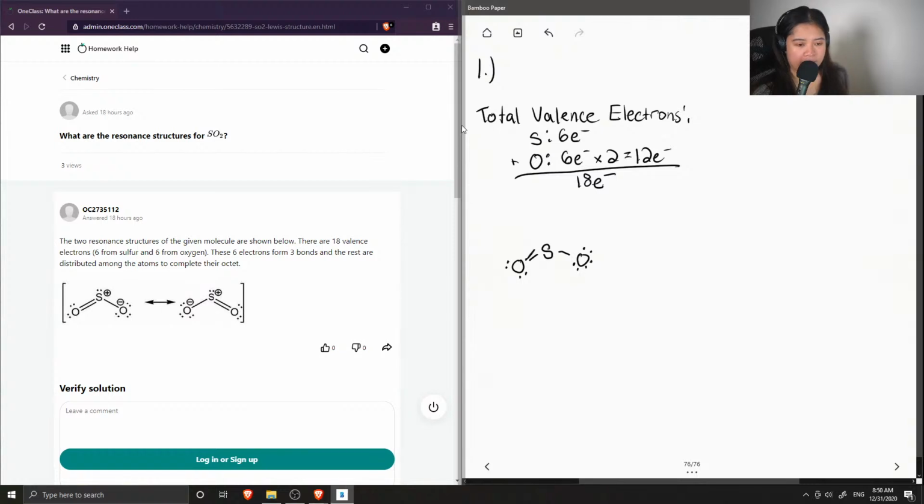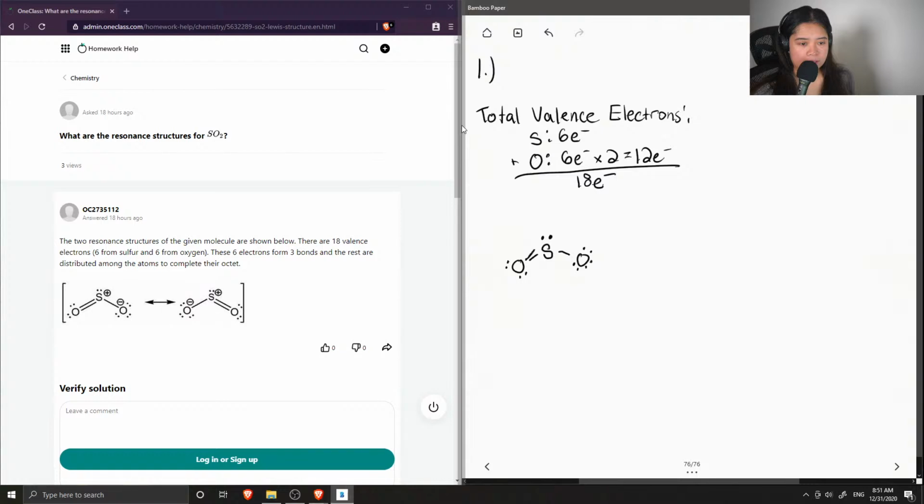Okay, so now let's count out how many electrons I've drawn so far. We have 1, 2, 3, 4, 5, 6, 7, 8, 9, 10, plus the bonds. So there are 3 bonds, so add 6. So we have 16 drawn so far, but I need 18 in total. So now I'm just going to put another 2 as the lone pair on sulfur.